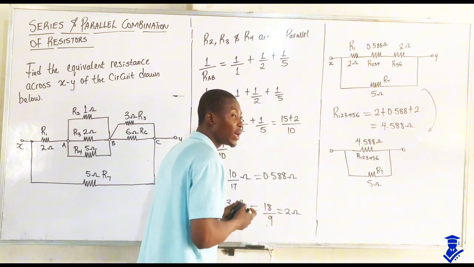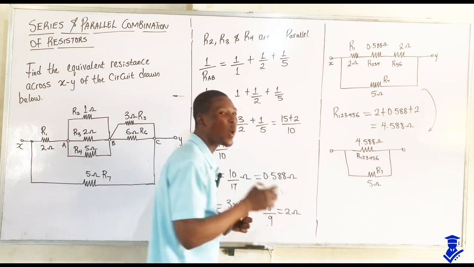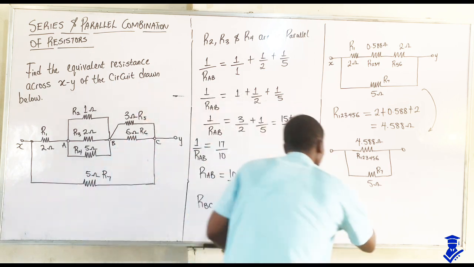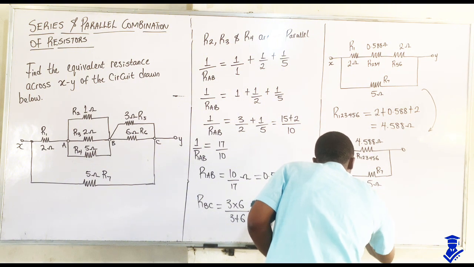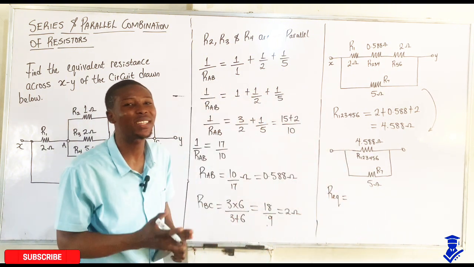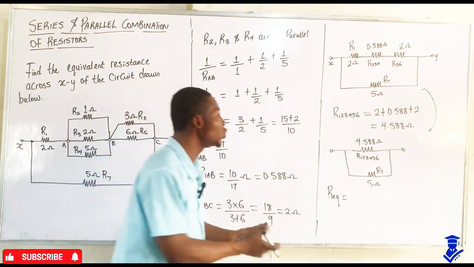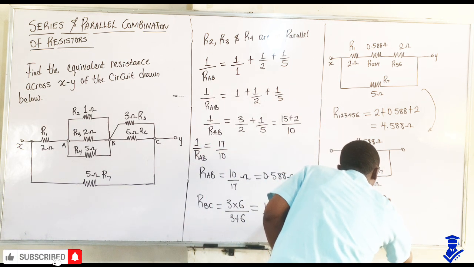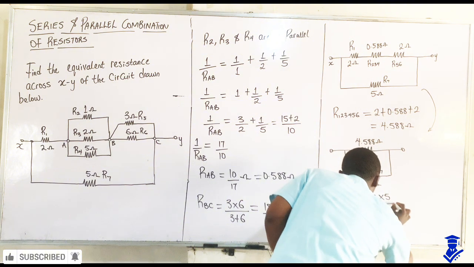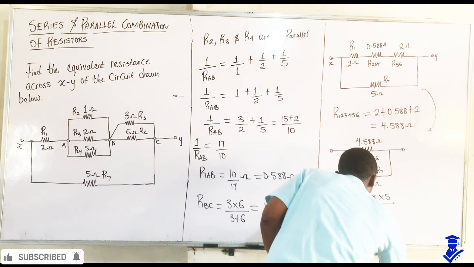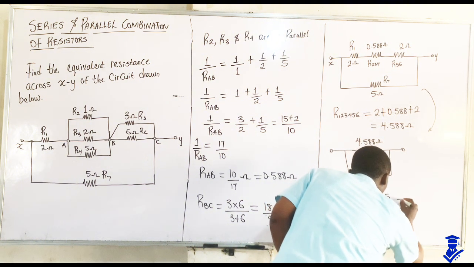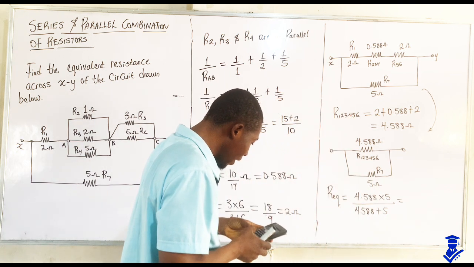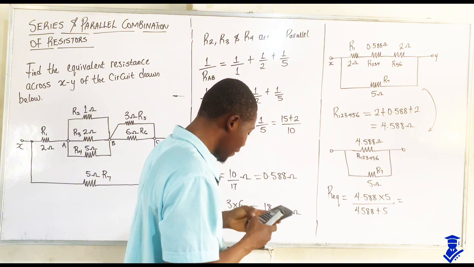All right. Now, this resistor and this resistor are in parallel. So the total resistance, or the equivalent resistance, is going to be what? Like I said, when two resistors are connected in parallel, you multiply them, this multiplied by this over, then you add them, 4.588 plus 5. So 4.588 multiplied by 5 gives us what?